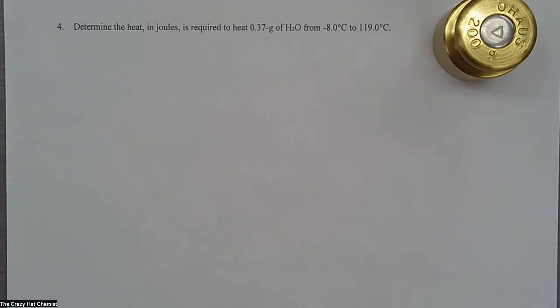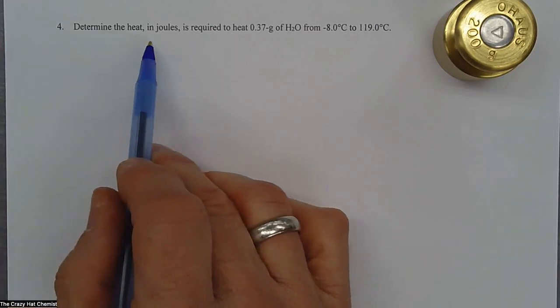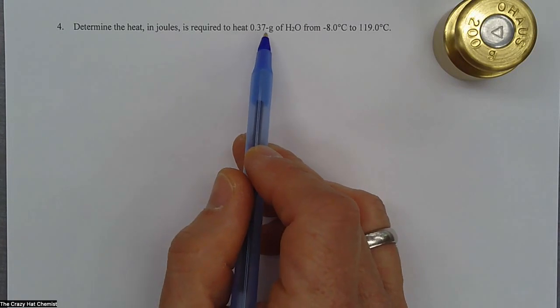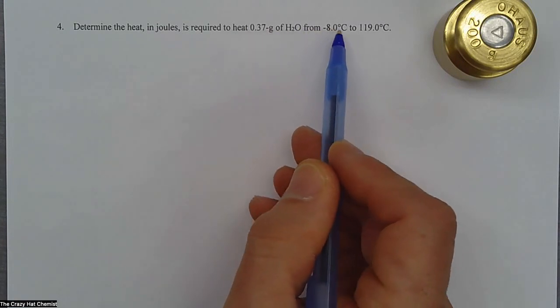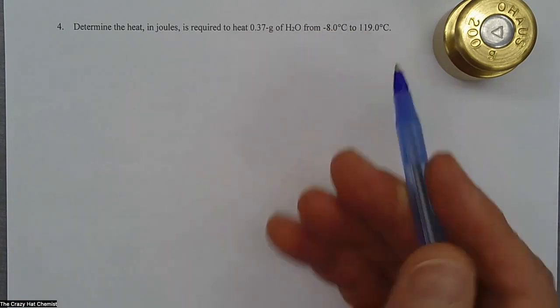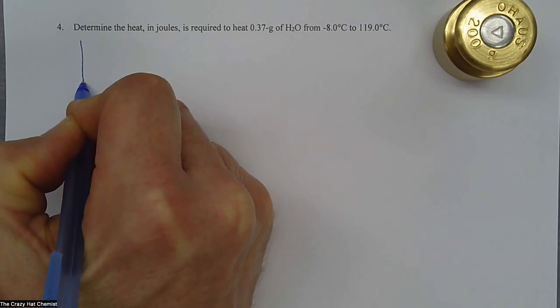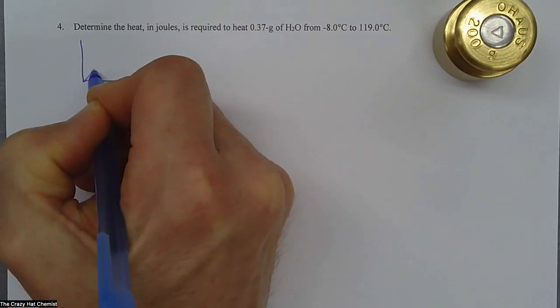Okay. All right. So here we go. Problem number 4. Determine the heat in joules that's required to heat 0.37 grams of water from -8 degrees Celsius to 119 degrees Celsius. So this is one of those I'm going to draw a graph problems. So drawing a generic graph here.